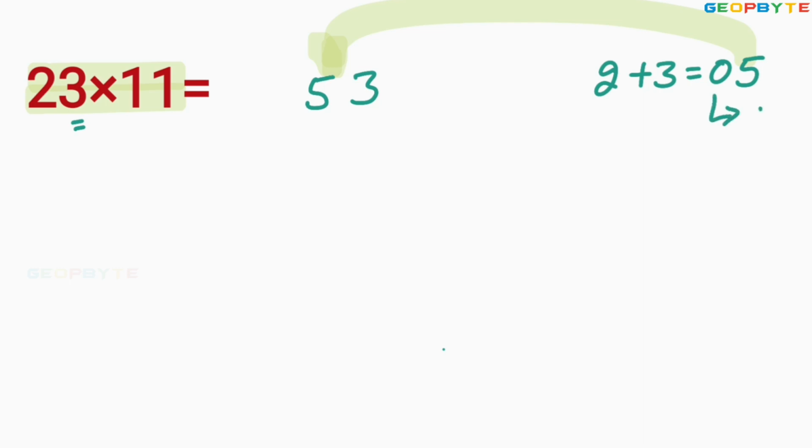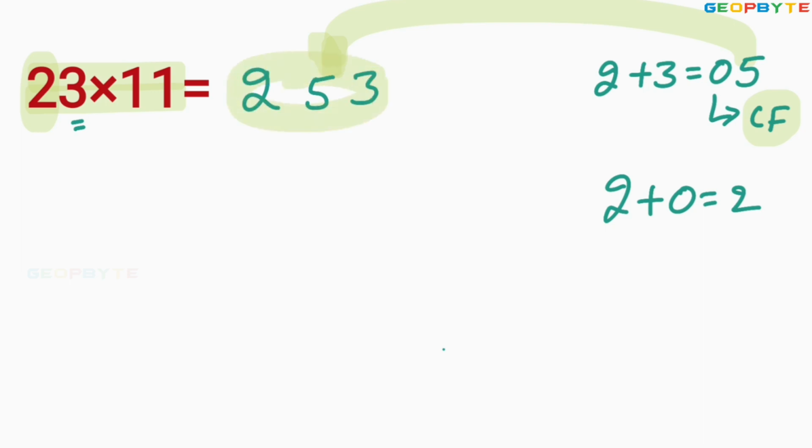This 0 is coming under carry forward. You add this carry forward to the 2. 2 plus carry forward 0 equals 2. You got your answer. Therefore, 253 is the value of 23 into 11. See how simply you are getting your answer.